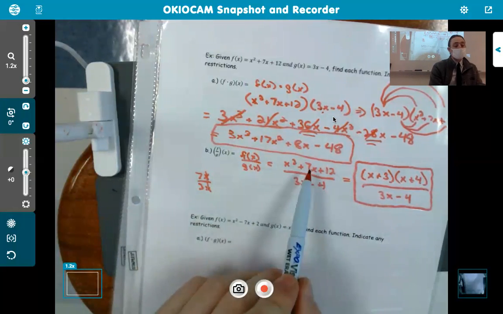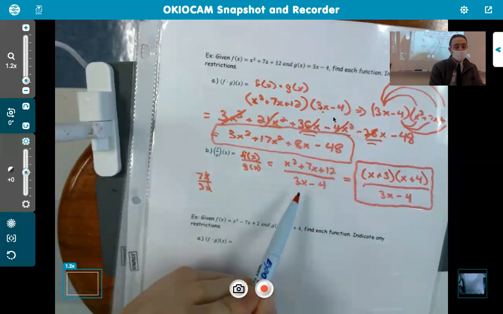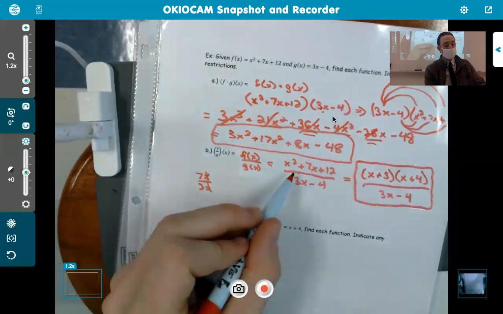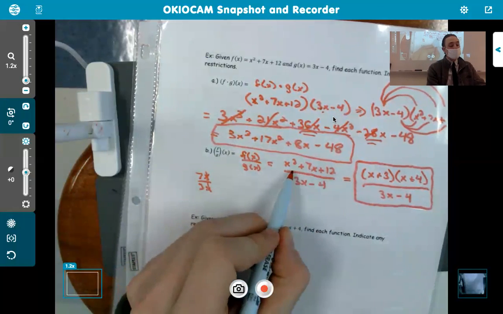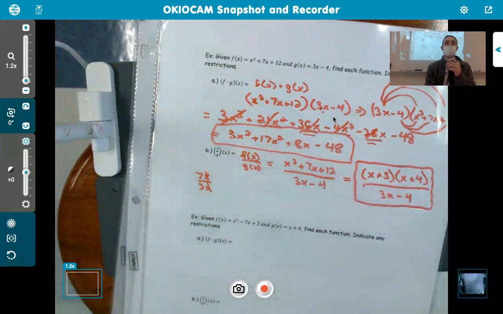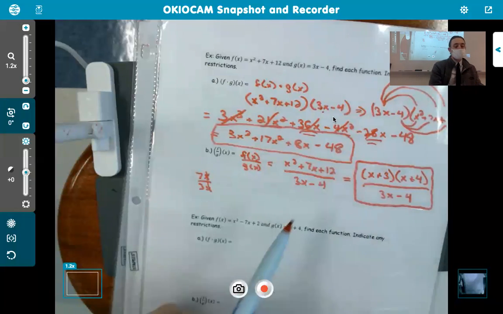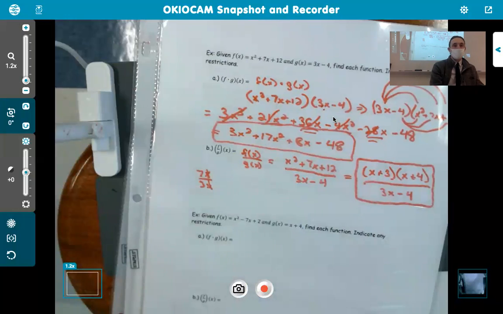If you do have a function up top and you have a monomial, so one term, like say I had x squared plus 7x plus 12 all over 3x, then you can break each of them up and divide them by 3x. Remember how we said if we just have one thing in our denominator and we're adding in our numerator, we can split it up that way. Then you can go through and divide things and simplify it like that. But because this is a binomial in my denominator, I can't do it.